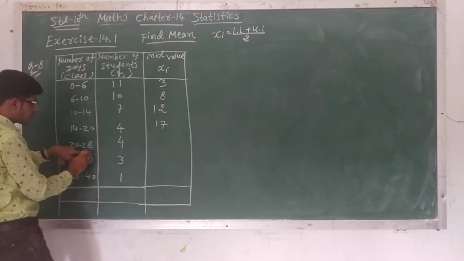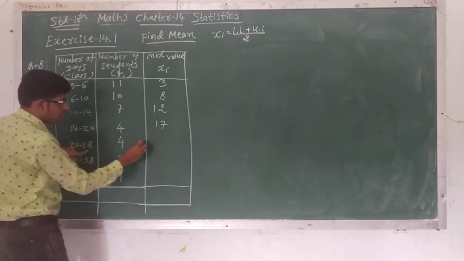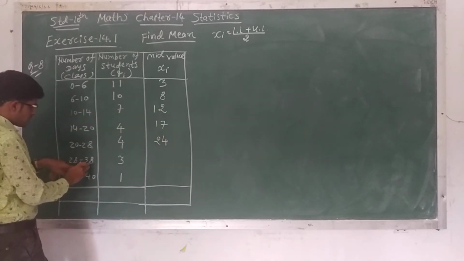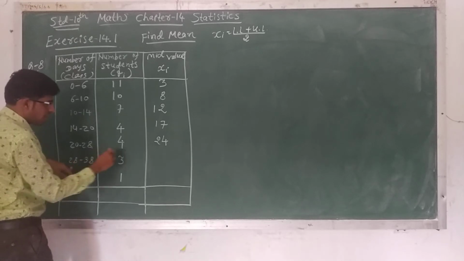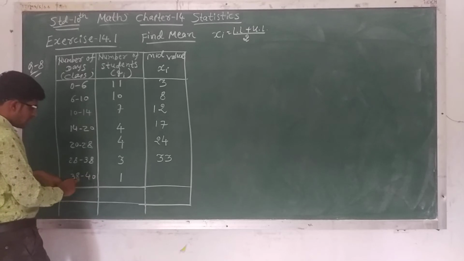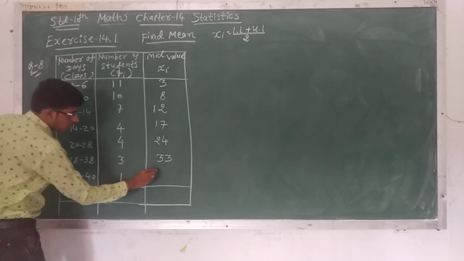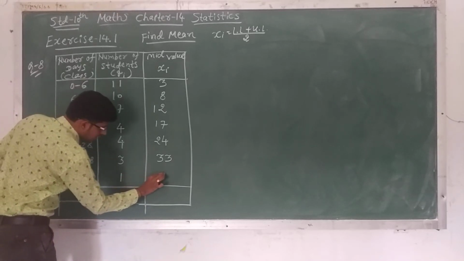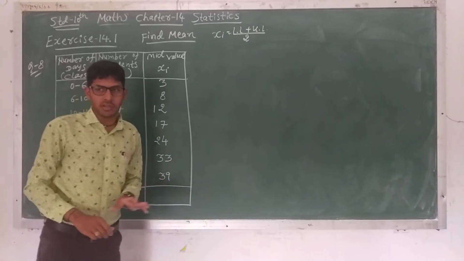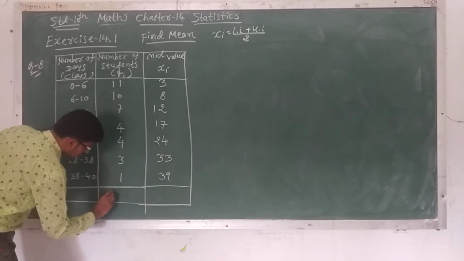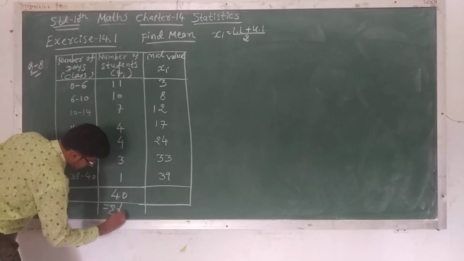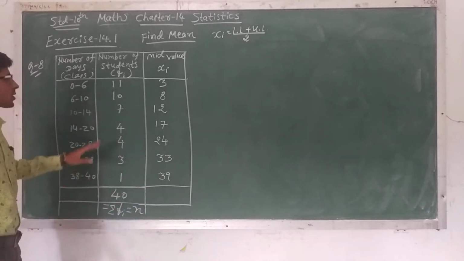Next 20 plus 28, 48, 48 divided by 2, 24. 28 plus 38, so 66 divided by 2, 33. Next 38 plus 40, so 78, 78 divided by 2, 39. Okay. Here the total number of students is 40 given in the question. So write down 40 is equal to sigma fi, which is equal to n.